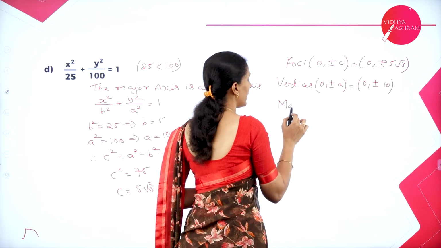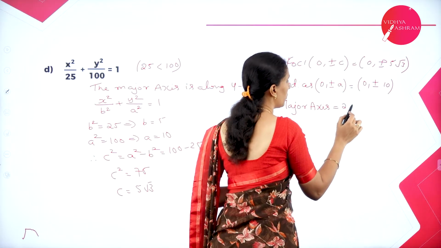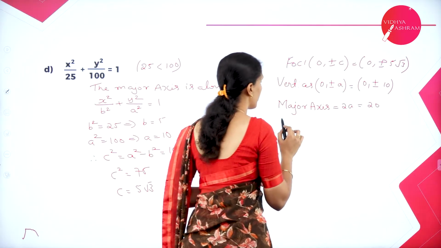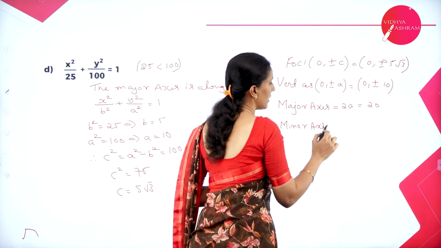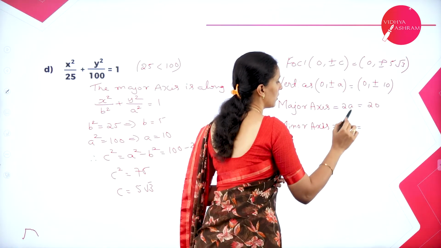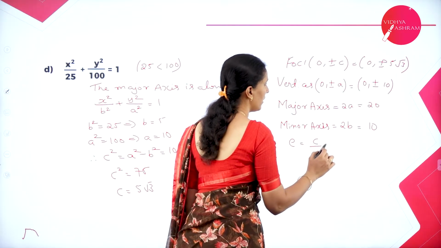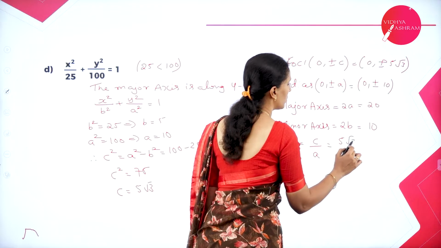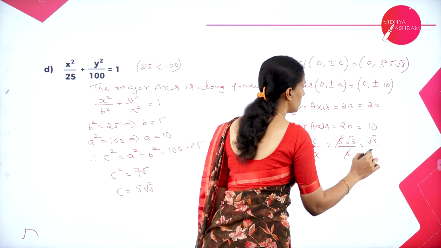Next, major axis is equal to 2a, which is 20. Minor axis is equal to 2b, which is 10. Eccentricity is equal to c by a, which is 5 root 3 divided by 10. Cancelling, we get it as root 3 by 2.